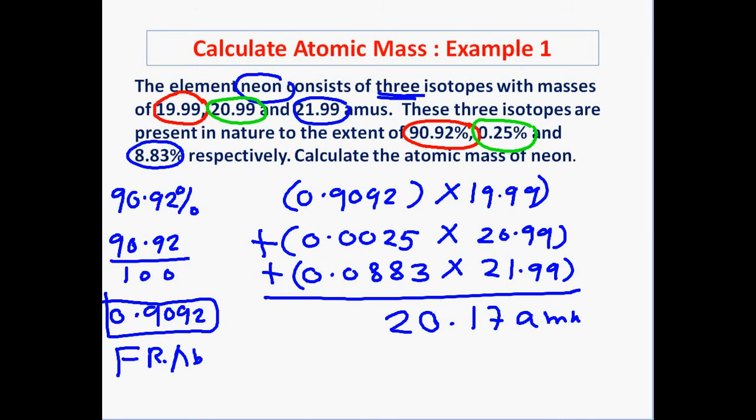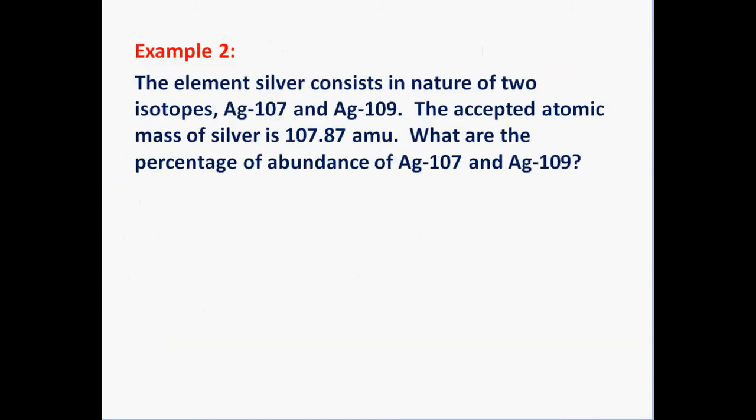The other kind of problem which we can see is a little different. In this case, what is given is the mass number for each isotope and the average atomic mass. We have to actually find out the percent abundance. So this is silver, and silver has 2 isotopes, Ag107 and the second one is Ag109.